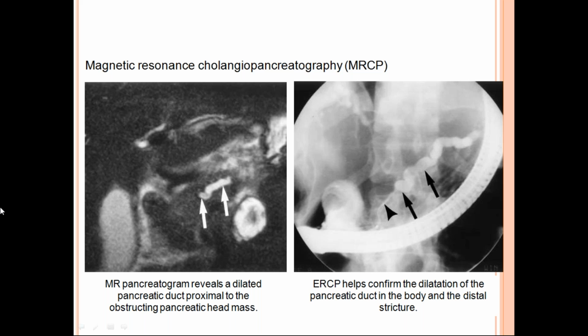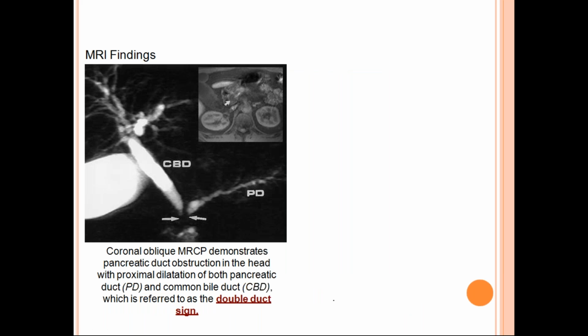This is the MRCP showing a dilated pancreatic duct proximal to the obstructing head mass. This is in the ERCP. See, the same double duct sign. CBD, pancreatic duct, two ducts can be seen here. Usually they both join and open as a single duct.